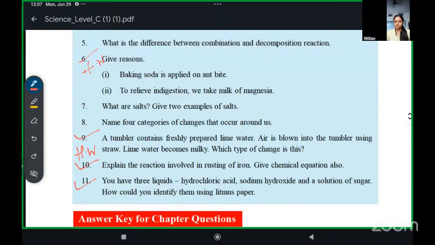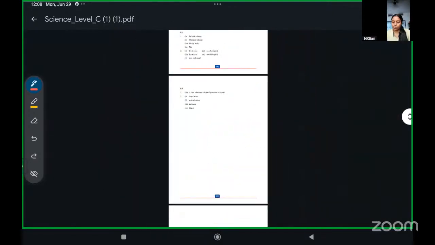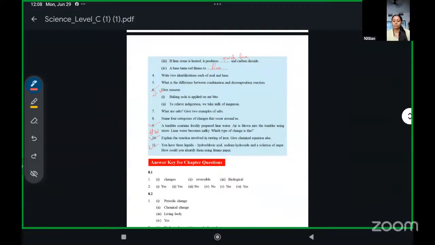With this, we have finished the chapter. Tomorrow, I will give you one day's time to make preparations for an experiment based on the acids, bases, and salts chapter. What to do in the experiment, I will tell you.